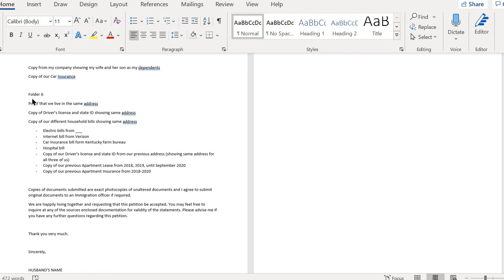And then folder 6, proof that we live at the same address. So copies of driver's license and state ID showing the same address, copies of different household bills, electric bills, internet bills, car insurance bill, hospital bills, copies of driver's license and state ID from our previous address, a copy of our previous apartment lease, and apartment insurance as well. Copies of documents submitted.